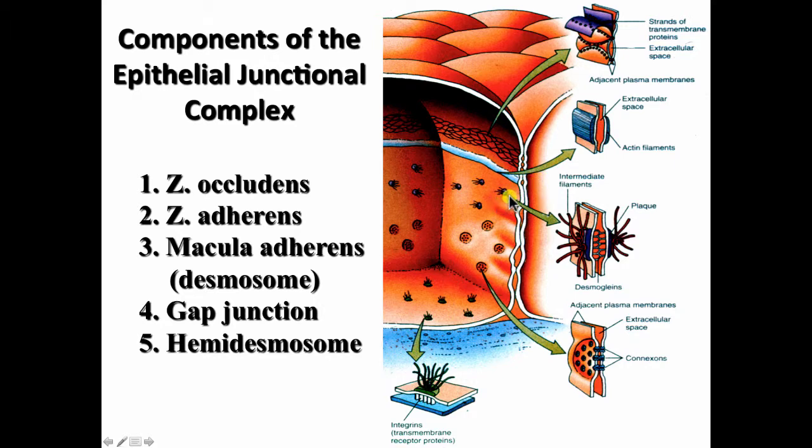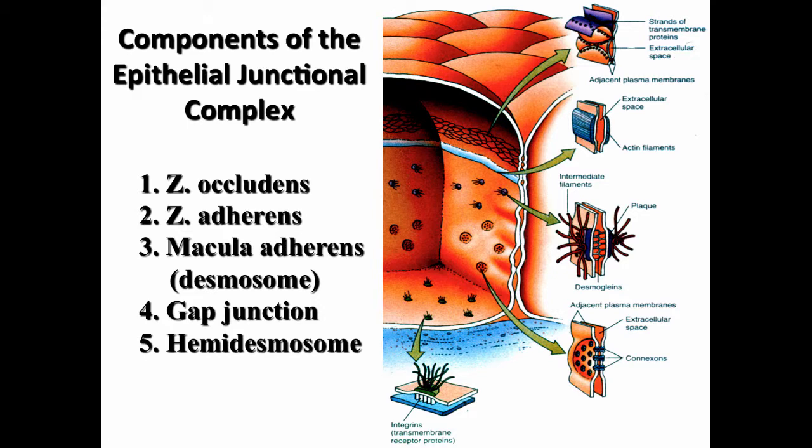Moving down, the next component is the macula adherens, and macula means a spot, so these are somewhat like spot welds between adjacent epithelial cells. They have a pretty big gap between the adjacent plasma membranes, and there are a variety of proteins which span this gap and hold the adjacent plasma membranes firmly together.